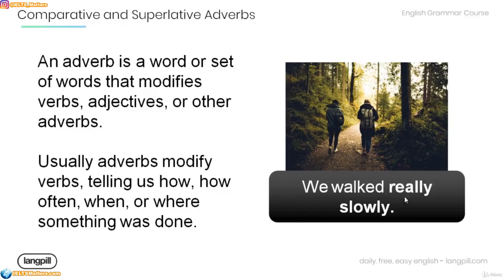We walked really slowly. Now there are two adverbs in the sentence, really and slowly. Really modifies the other adverb, slowly, and slowly modifies the verb walked and tells us how we walked.